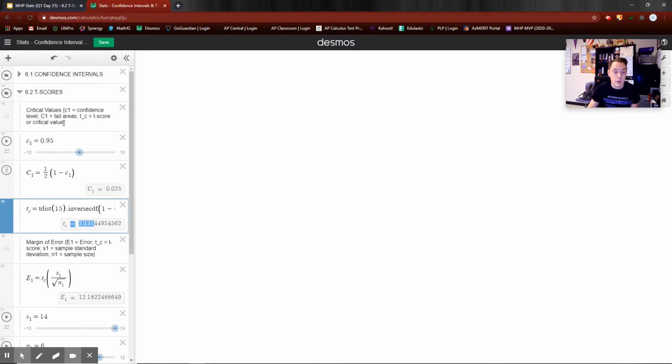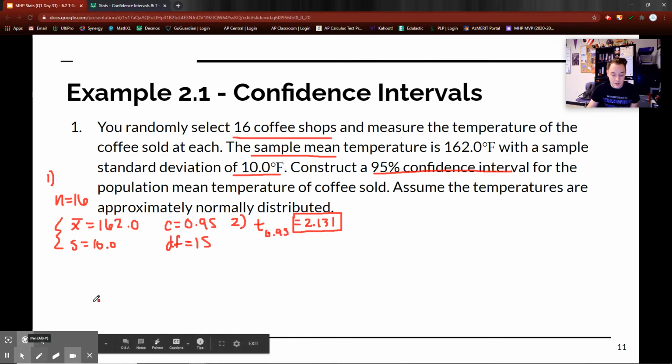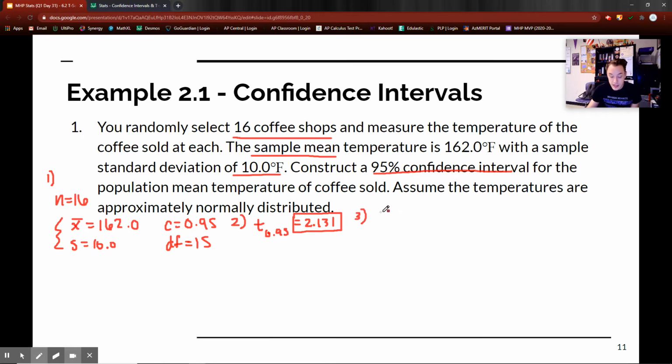My t-score or critical value, just read it. So that's how I get 2.131, right? Fantastic. So now, after I do that, I'm going to find my margin of error. My margin of error, again, I'm just going to show you how to do everything by hand, is this formula.